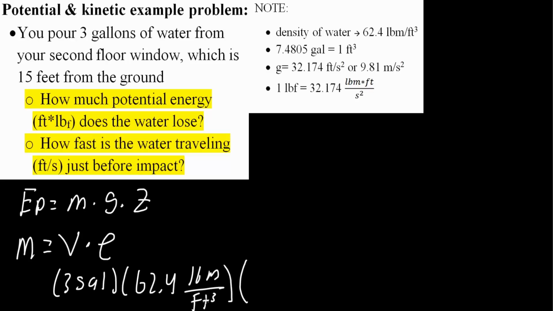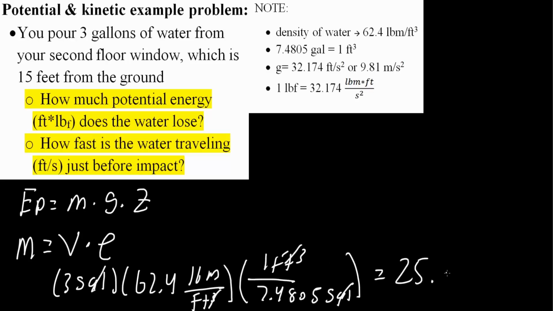From here, we can convert feet cubed into gallons, because 1 feet cubed is 7.4805 gallons. So feet cubed cancels, gallons also cancel, and we just have pound mass. This would equal 25.03 pound mass. So now we know mass. Gravity we know, and the height we also know. So now we can actually solve for potential energy.